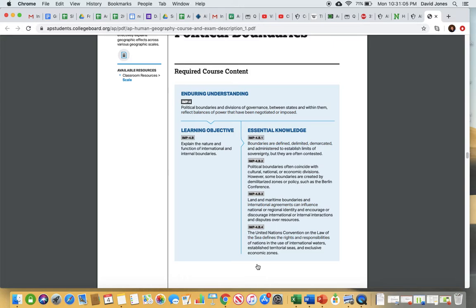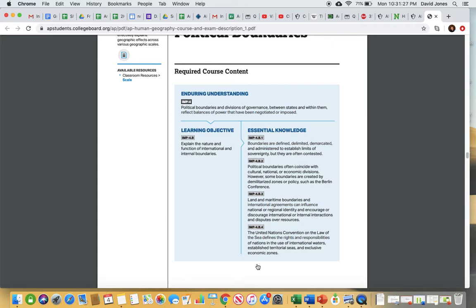Boundaries are created by policy, and it says such as the Berlin Conference. If you remember, the Berlin Conference was what happened when we kind of drew up the lines for Africa. So the scramble for Africa really began at the Berlin Conference, where we met to kind of set up what that was going to look like as it relates to Africa. So those are political boundaries that can be set by policy.